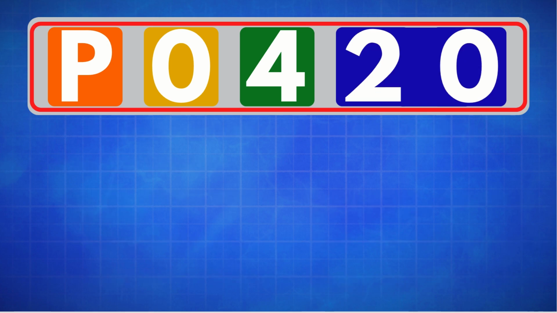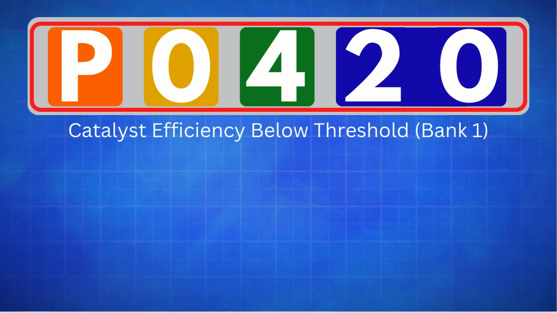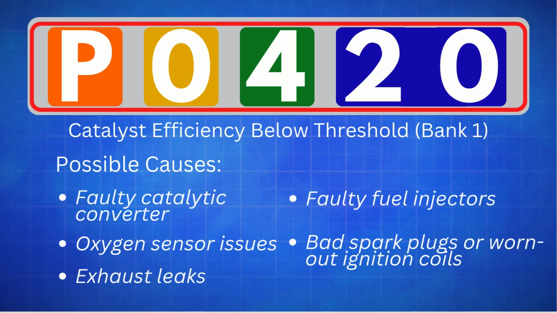Next, we have P0420, which indicates catalyst system efficiency below threshold on bank 1. This code is triggered when the ECM detects that the catalytic converter on bank 1 is not performing efficiently enough to reduce harmful exhaust emissions. Common causes of P0420 include faulty catalytic converter, oxygen sensor issues, exhaust leaks, faulty fuel injectors, bad spark plugs or worn-out ignition coils.